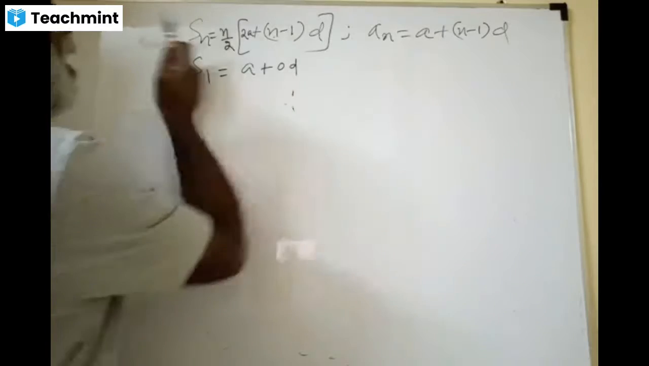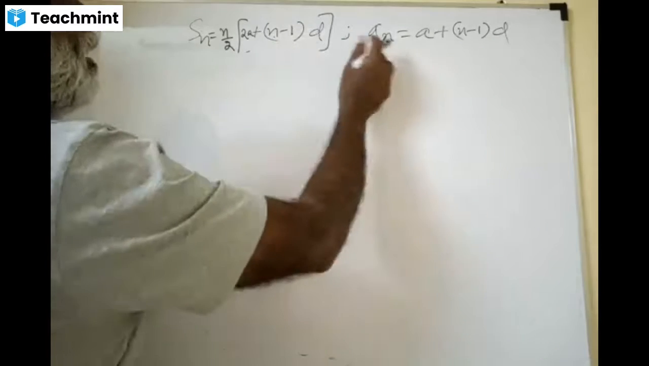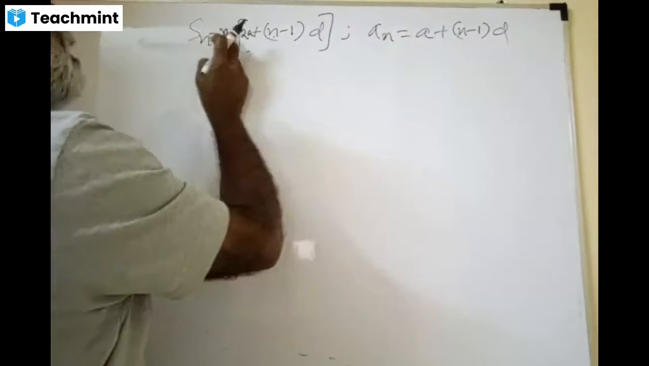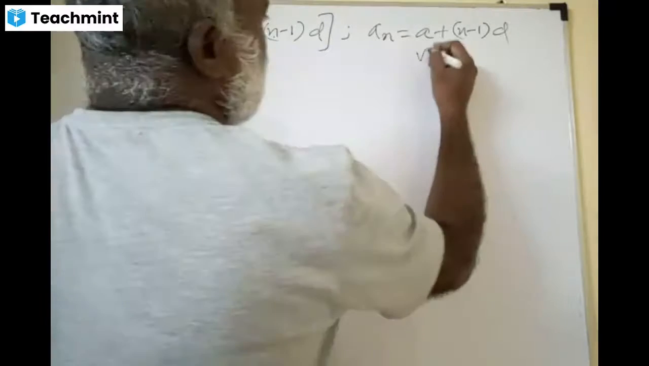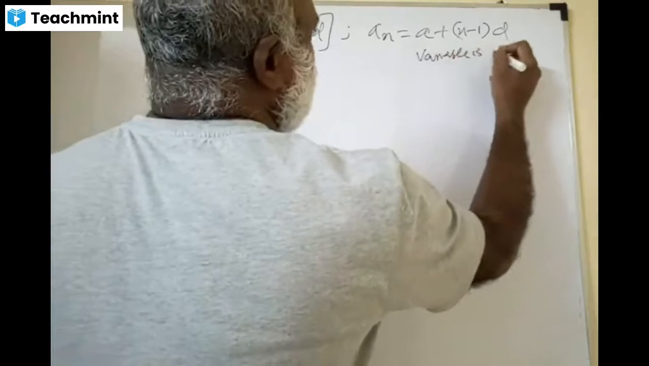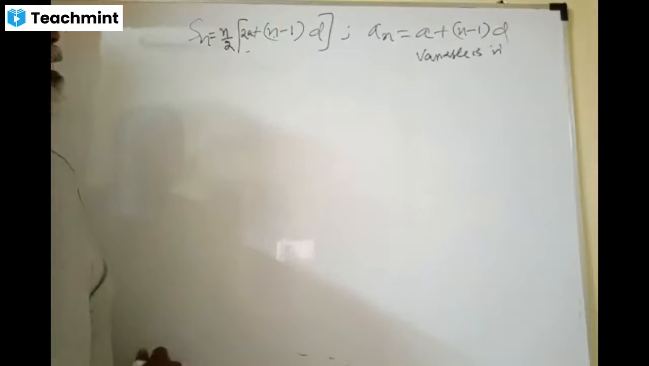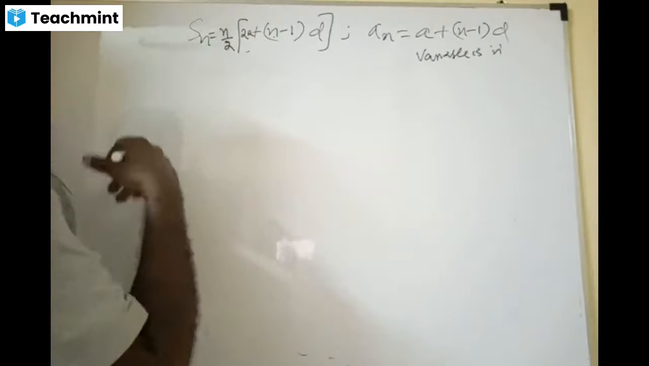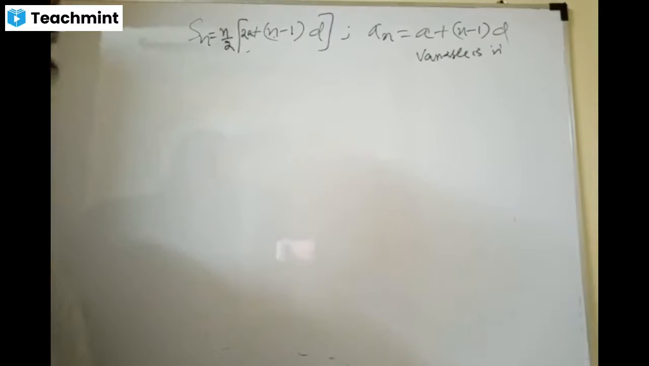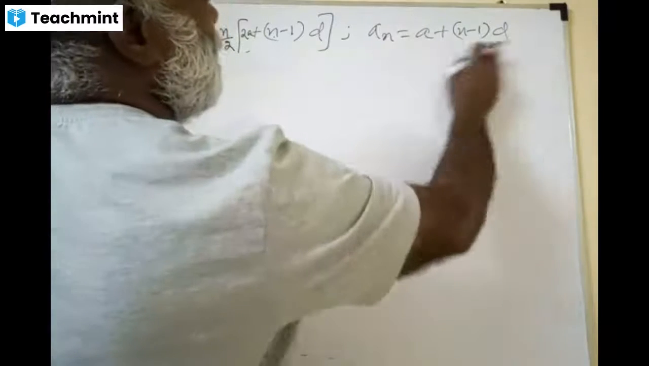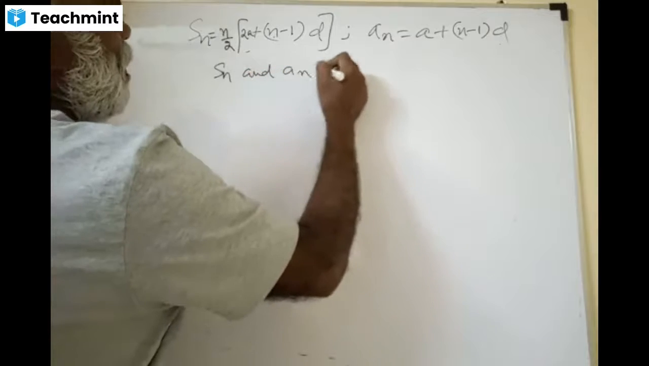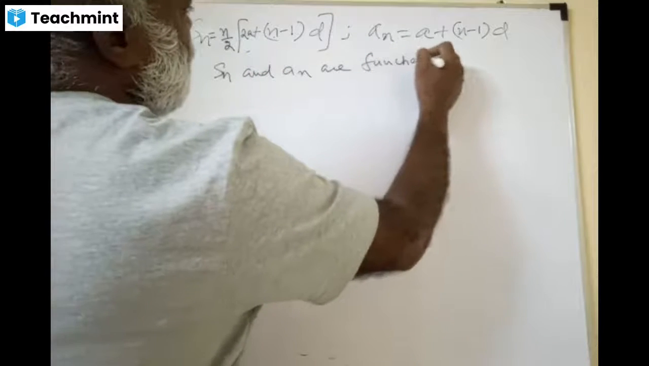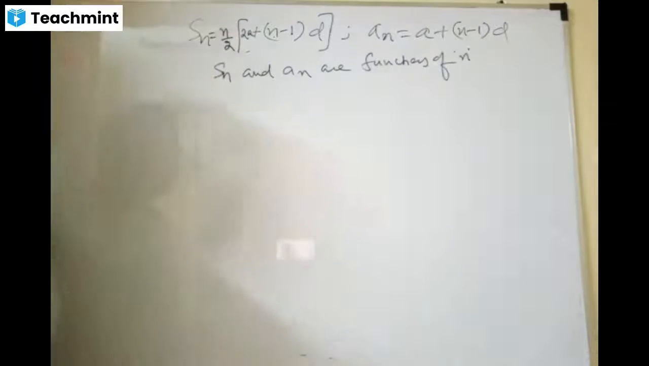Friends, what I mean is a function of n, because n is here, n is here, n is here. Therefore, the variable is n, my dear. A and d are constants there. Whatever it is, Sn and An are functions of n, my dears. Okay, functions of n.